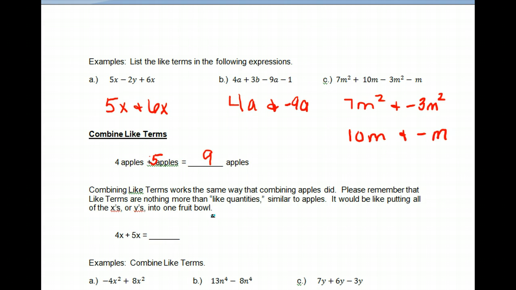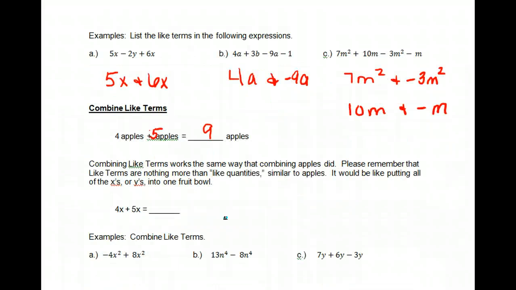Combining like terms works in exactly the same way that combining the apples did. Okay, you need to remember that like terms are nothing more than like quantities, similar to those apples, similar to those coffee mugs. Maybe you like oranges, bananas, something, okay, whatever you want to think of them as. It would be like putting all of the X's or all of the Y's into one fruit bowl and combining them up and making your expression more simple.